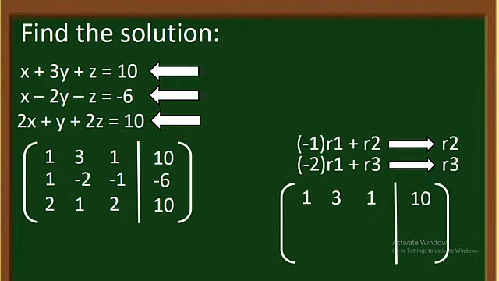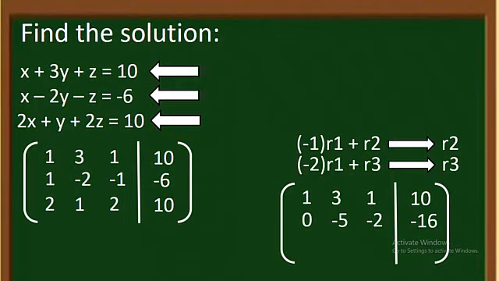-1 times -1 will be equal to -1, plus 1 will be equal to 0. Next, we have -1 times -3, that is -3, plus -2, that is equal to -5. -1 times -1, that is -1, plus -1, that is equal to -2. And last, we have -1 times 10 is equal to -10, plus -6, so that is -16.